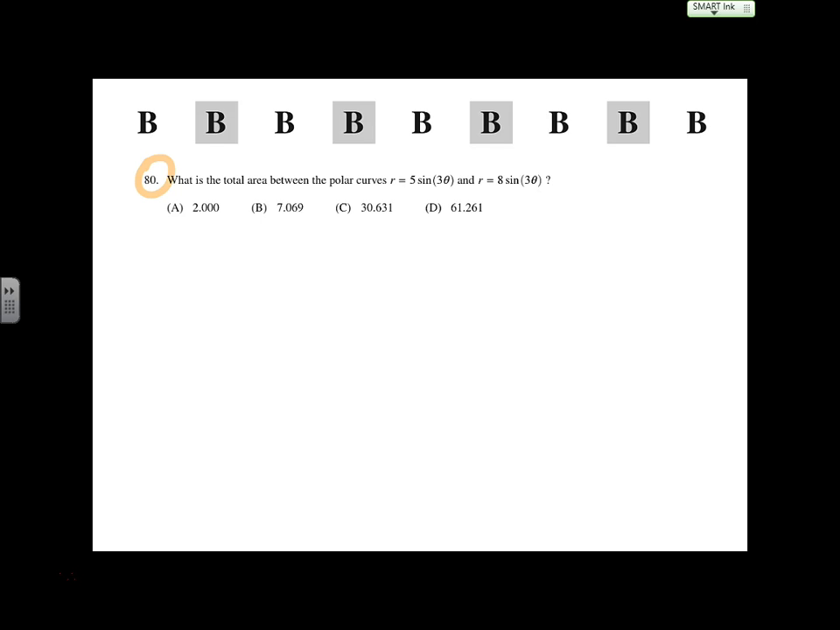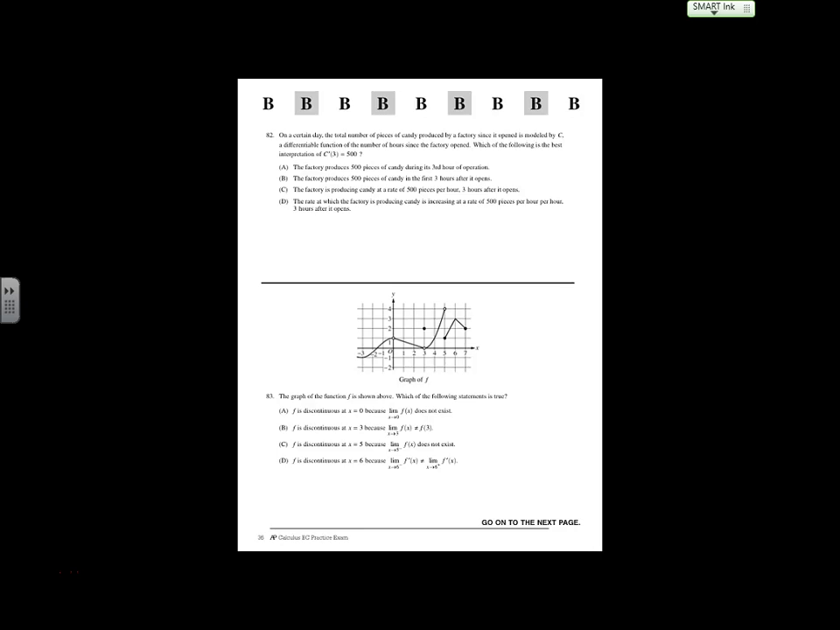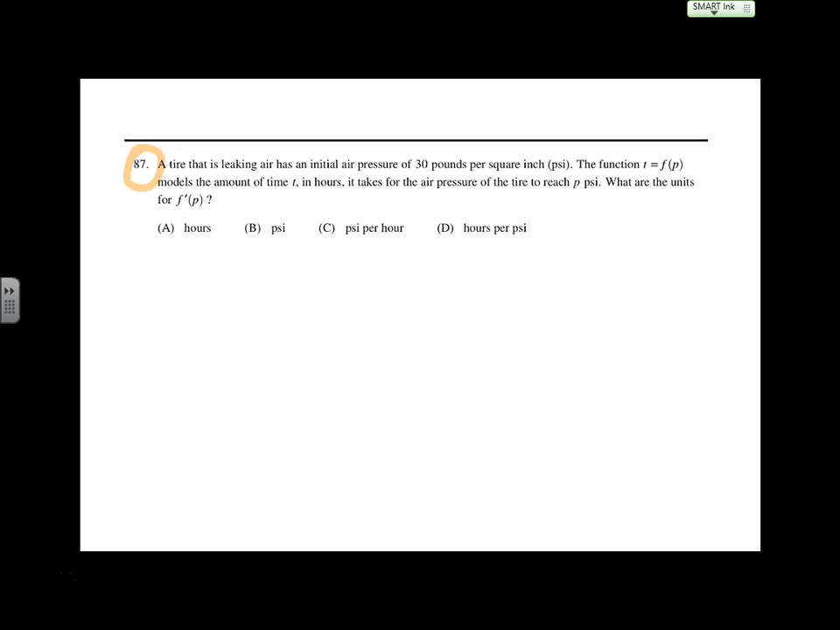Yep. Oh, we're right there. How many more do we have? Number 80 is a polar area. I would need to get this on my graphing calculator, so can we come back to that one tomorrow? Okay. Do you need a calculator for this one? No, 87. You just have to think of your differential notation.